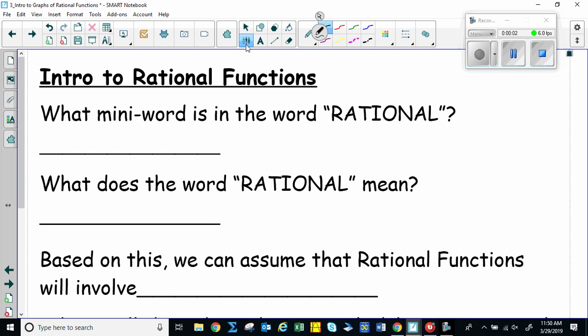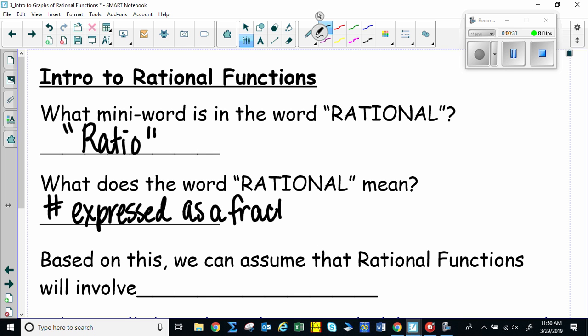Right, so within this word rational, do you see this smaller word ratio? Great. And so a rational function, a rational number is a number that can be made into a fraction, or a number that can be expressed as a fraction.